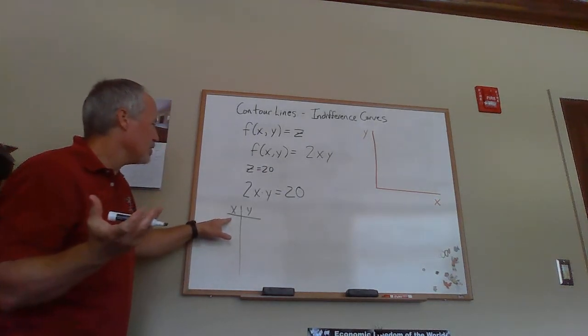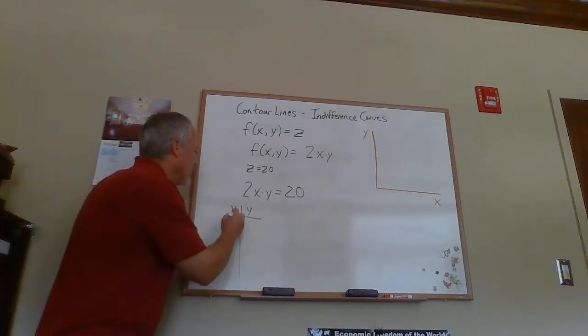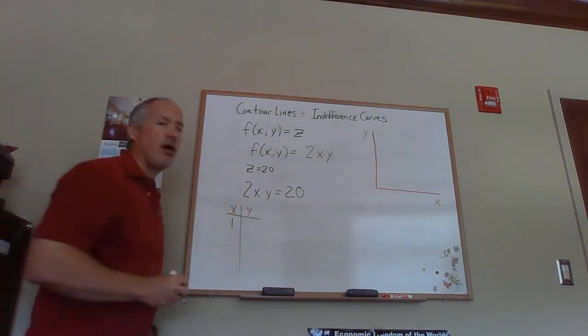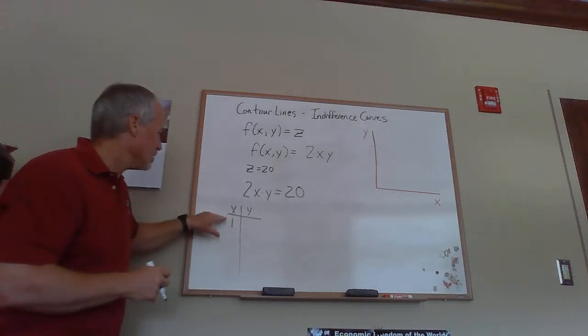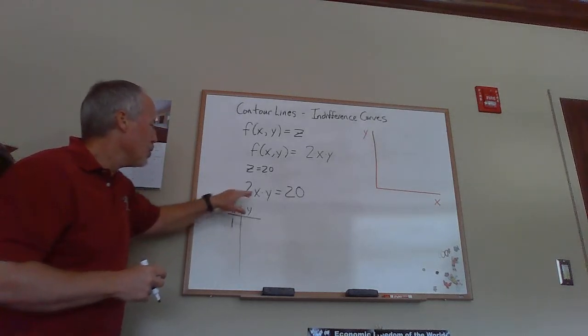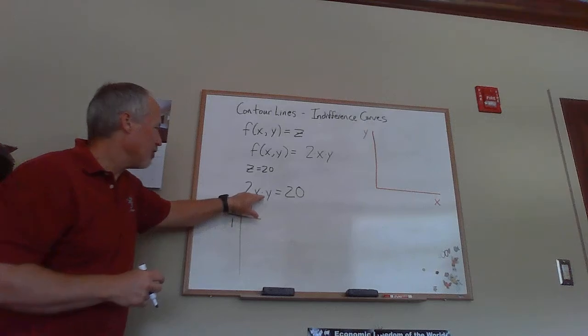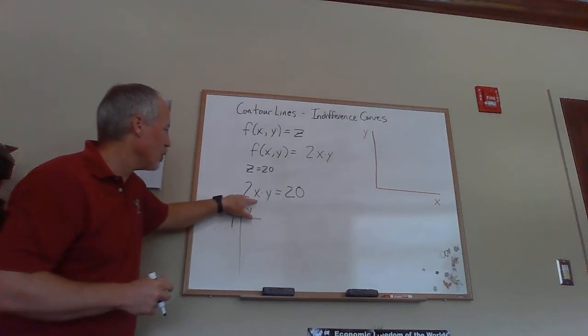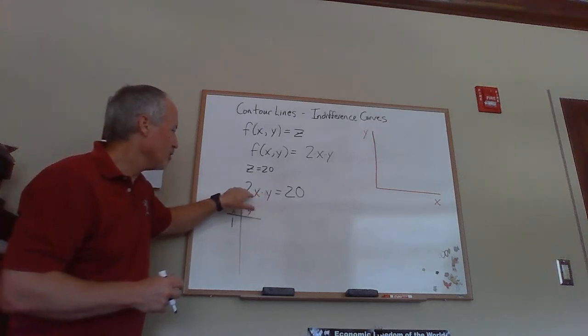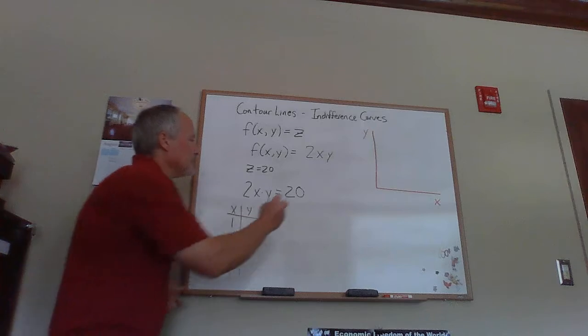What you can do here is pick a number for x, somewhat arbitrarily, and then figure out what y would have to be. So 1 is a good place to start. If x was 1, what value would we need for y to get a value of 20 out of this function? So you have 2 times 1 times y. So you have 2y equal to 20.